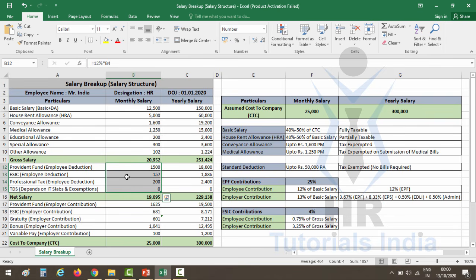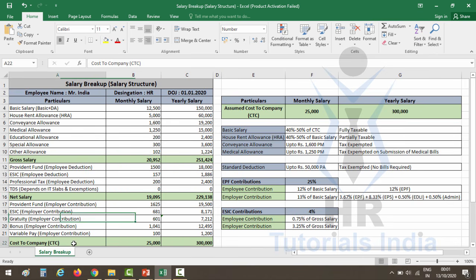Now when we add up all the employee deductions and subtract them from gross salary, we will get net salary. See, I have put a formula B11 minus 12, 13, 14, 15. B11 is gross salary, 12, 13, 14, 15 is employee deductions. So once I deduct employee deductions from gross salary, net salary has arrived.